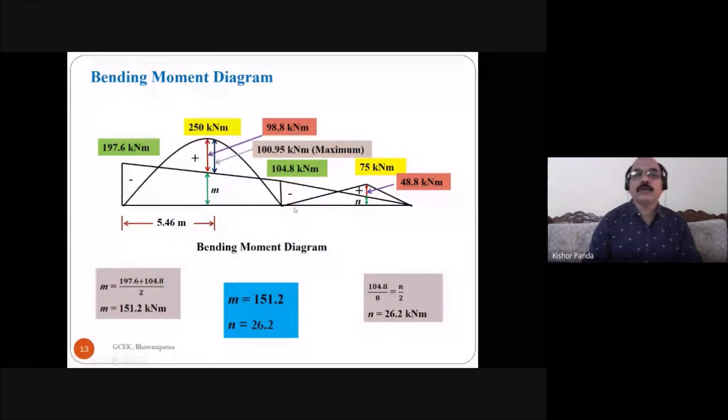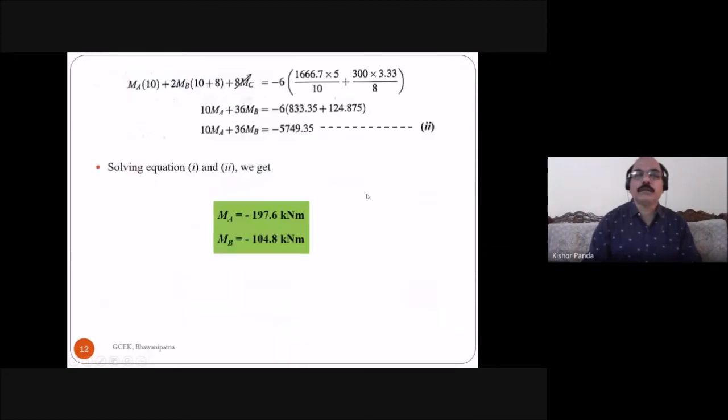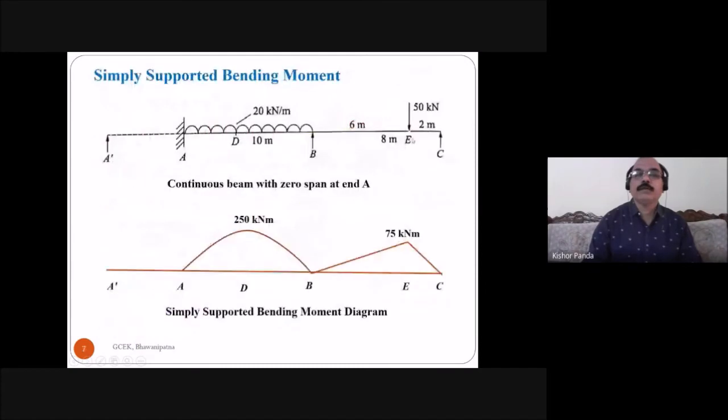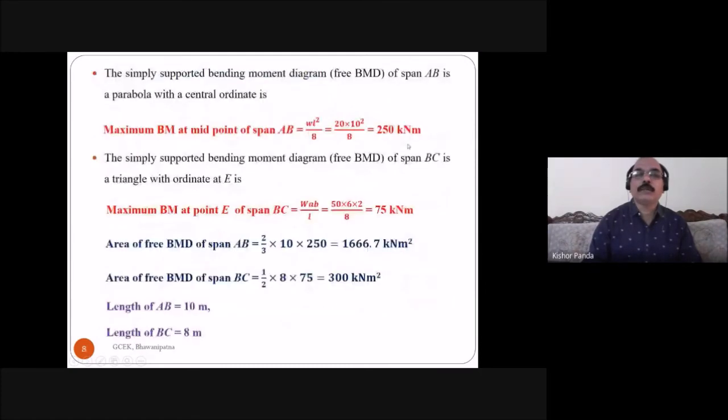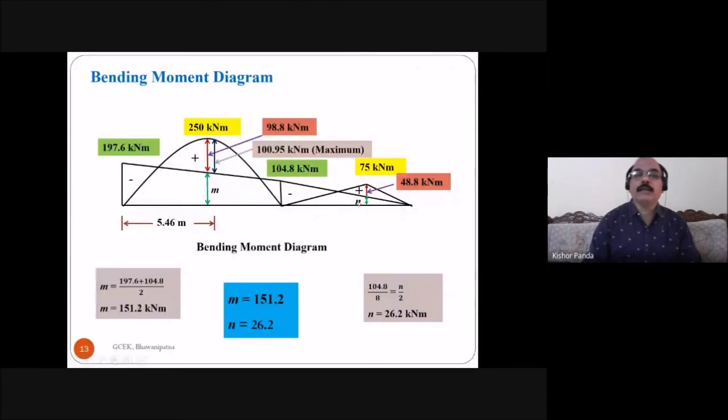Then on this side also you find out the moment here, the positive moment at E. This is the E point. So at E you have to find out the positive moment. How will you find it? Because this is one triangle and this is another triangle. Take the ordinate here as n, and here also take the ordinate as n. So you have to take two similar triangles.